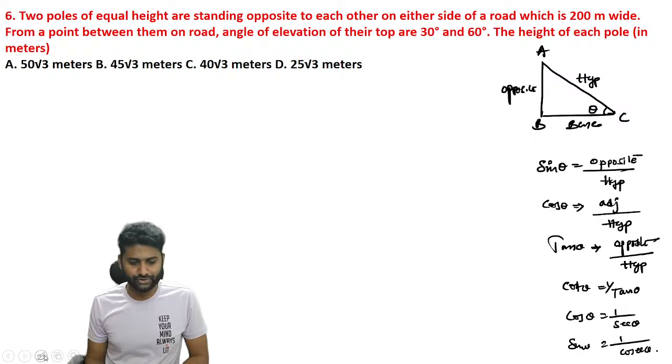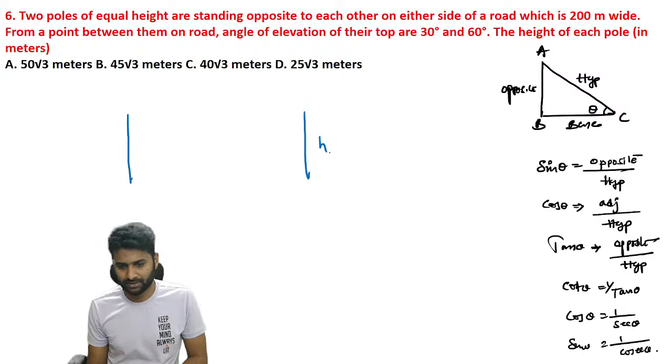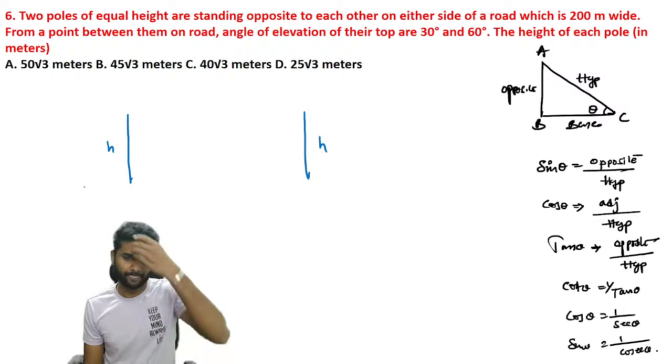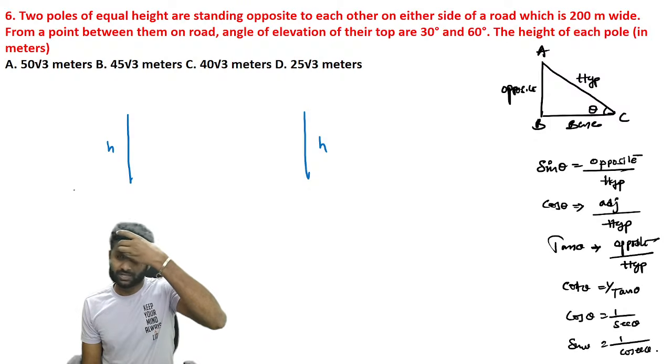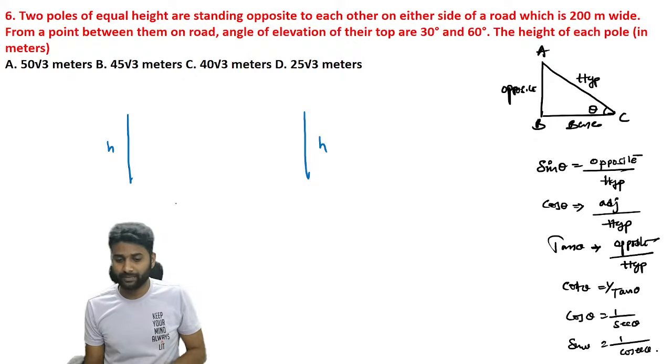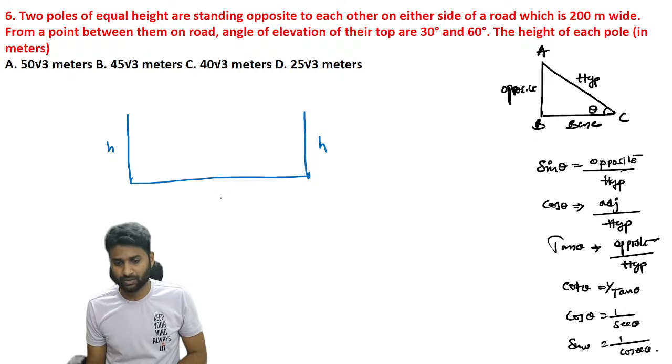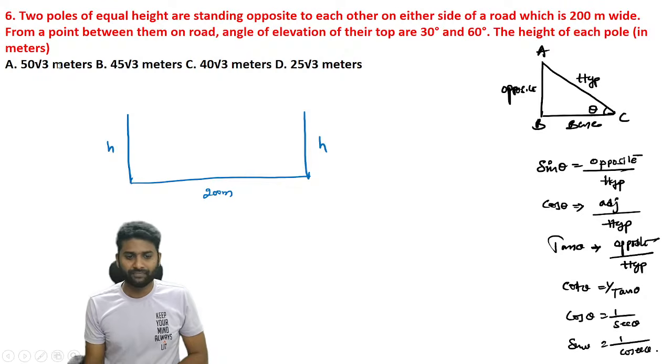So let's understand this question. There are two poles of equal height. Let's take that this is one pole and this is the other pole. They clearly mention that the height is h. They are standing opposite to each other on either side of a road which is 200 meters wide. From here to here, the road's width is 200 meters. And there is a point between them on the road.